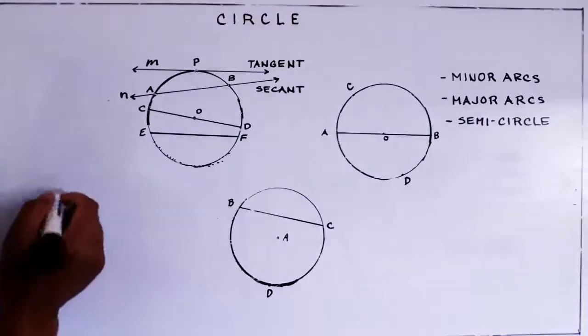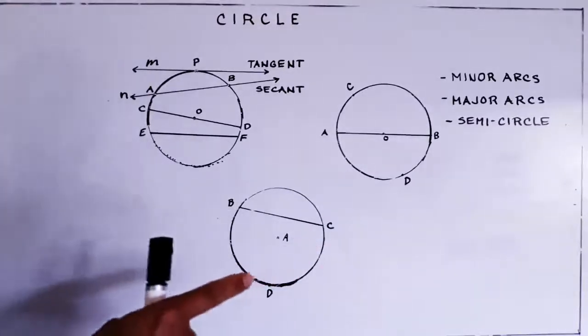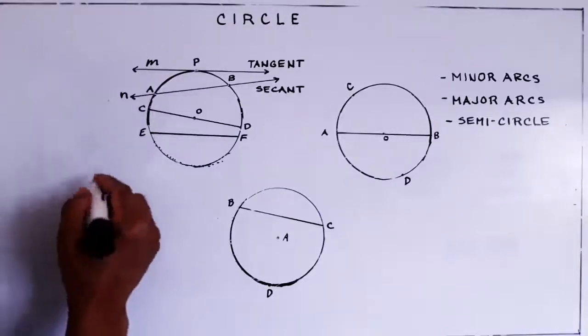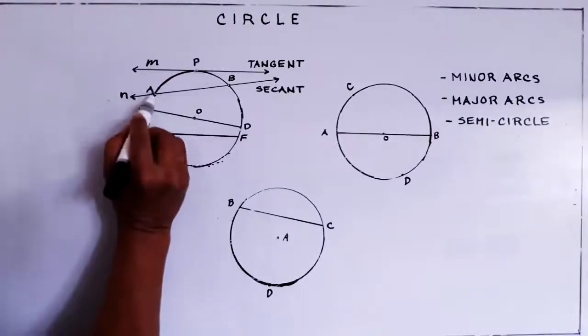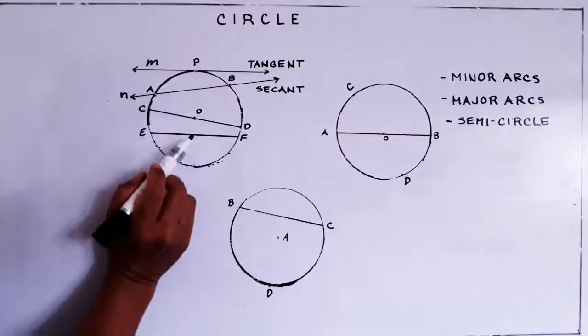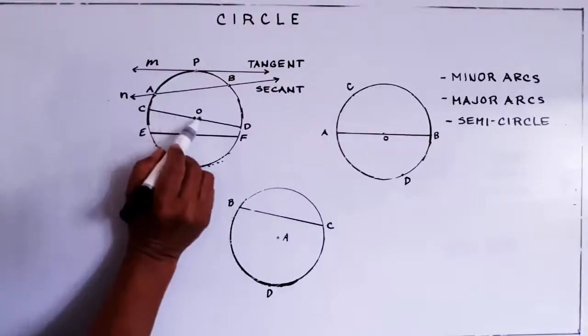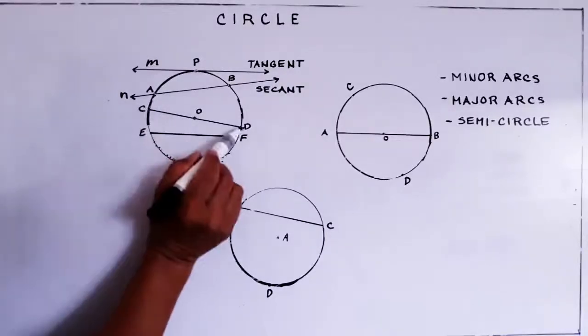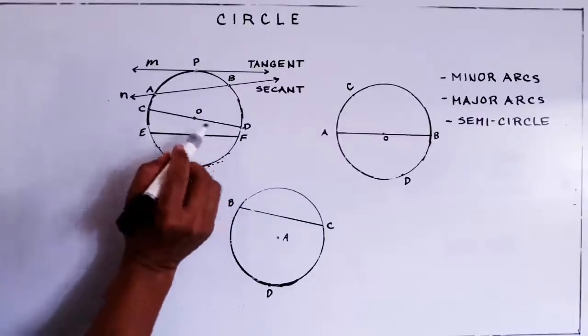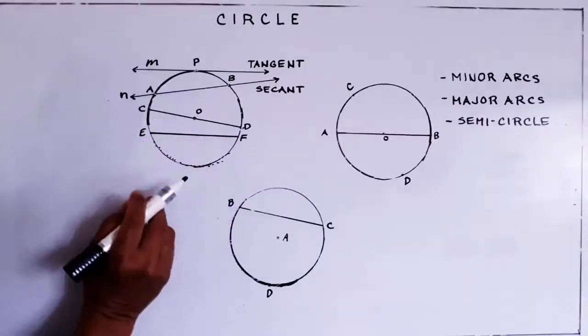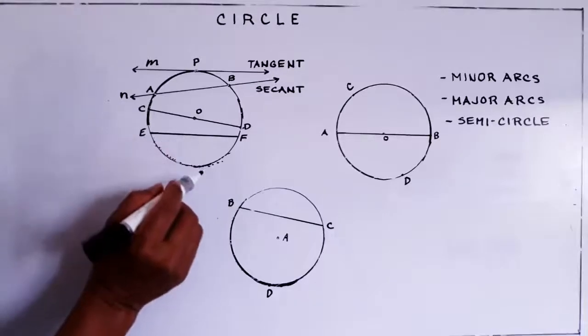For a line segment, we can measure its length. So I have here a line segment from A to B. We have line segments CO or OD or CD. Those are the line segments here. Now we have EF also, which is a line segment.